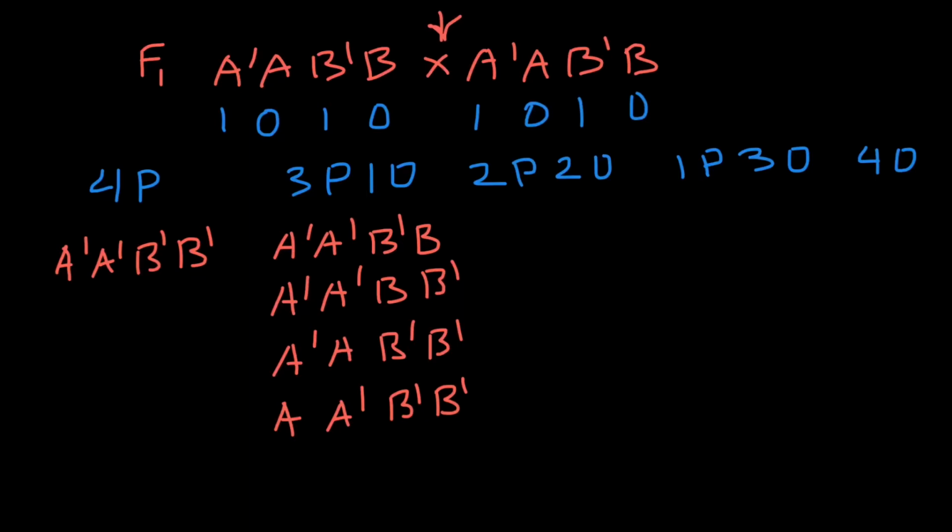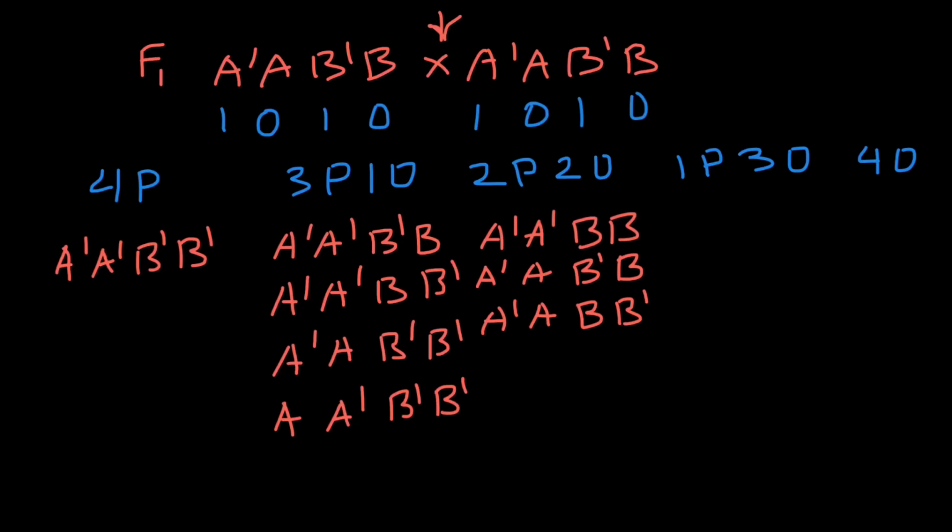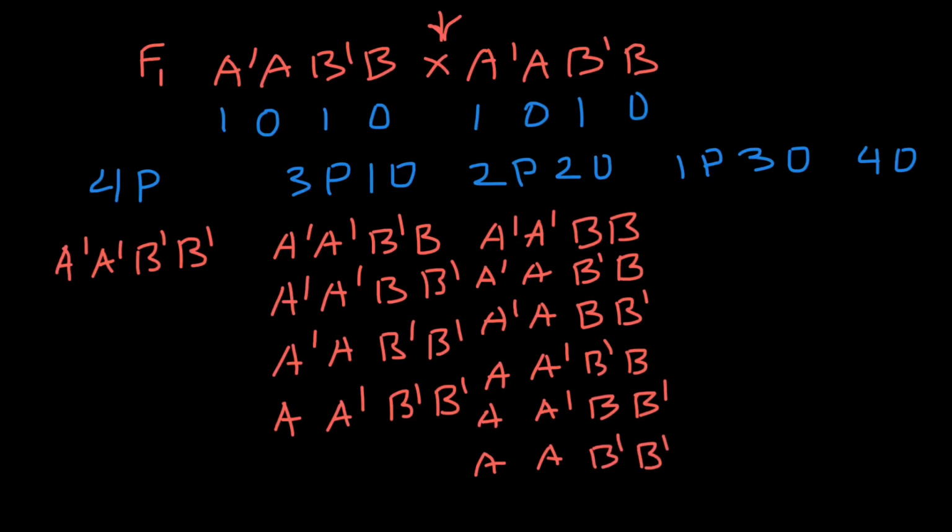And as for the genotype with 2 primes and 2 zero alleles, we are going to have the following genotypes. So A'A' and B B. Next variant would be A'A and B'B. Another variant A'A and B B'. One more combination A A, B'B'. One more combination A'A', B B. And the last combination would be A A and B'B'. So 6 combinations here.